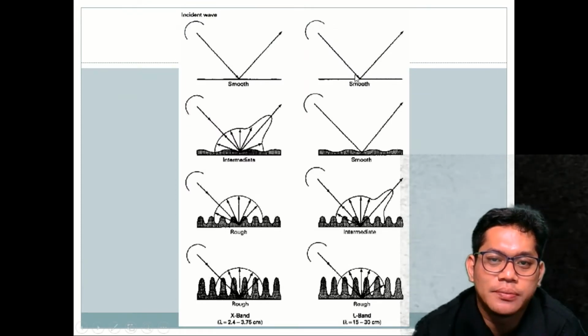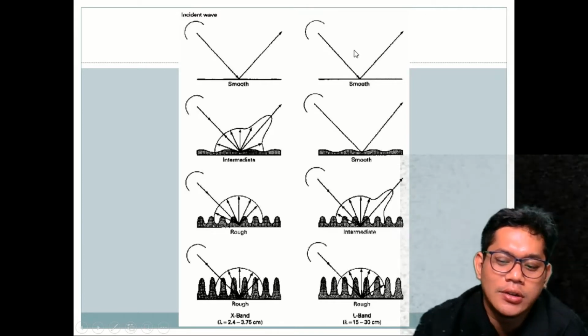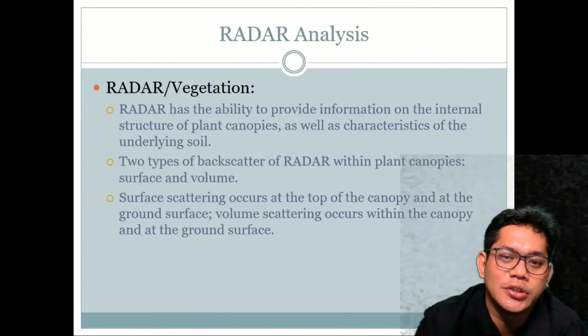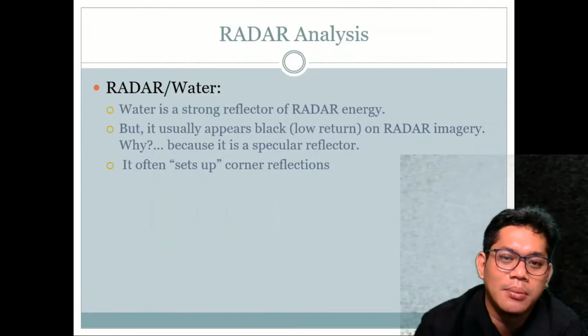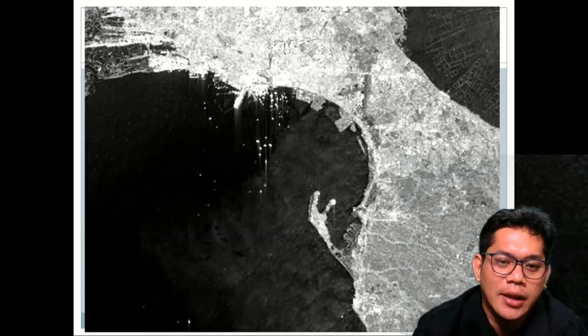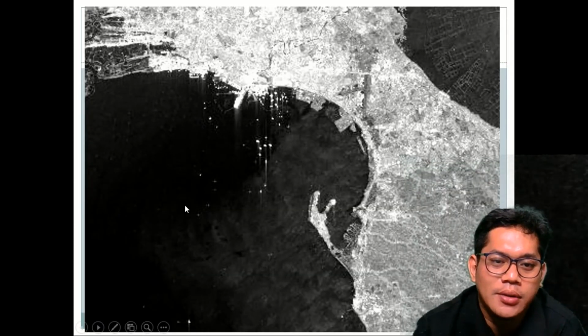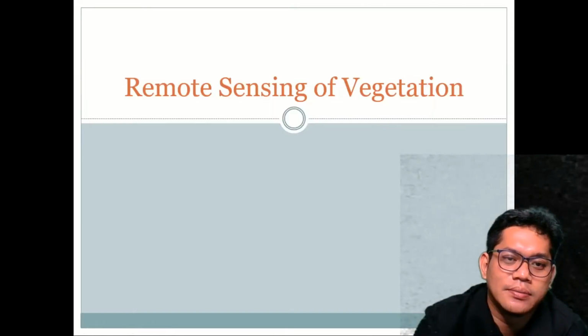Specular reflections. As the signal goes to the target, it tends to reflect to the other side. Therefore, the radar will not be able to get any reflections. That's why it becomes black. It's often a setup for corner reflection. The black one shows what we call specular reflections, and it shows in dark color.